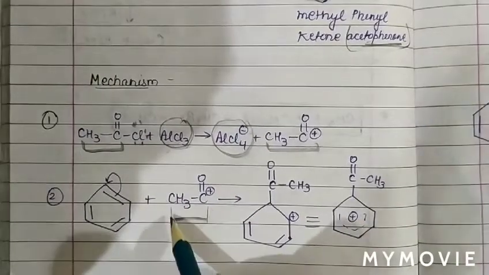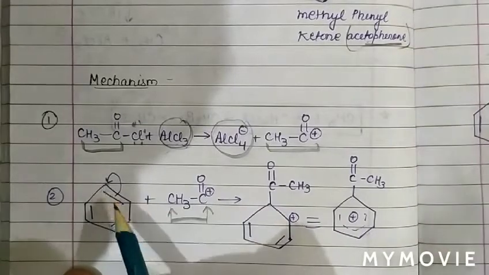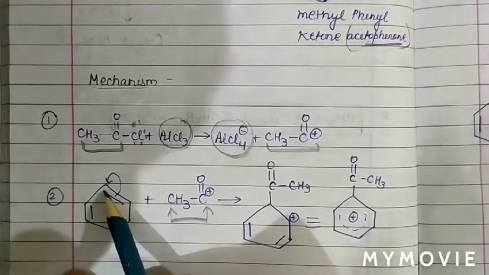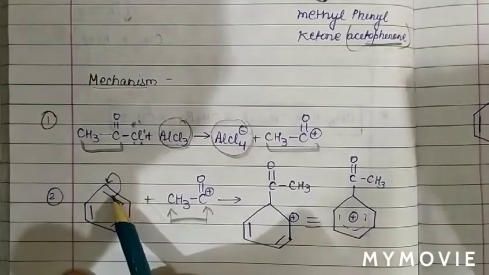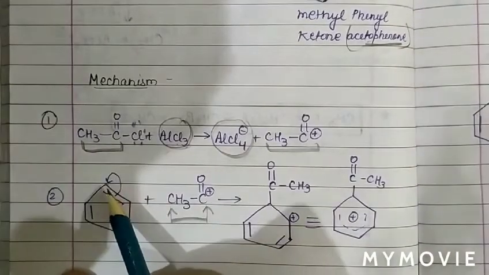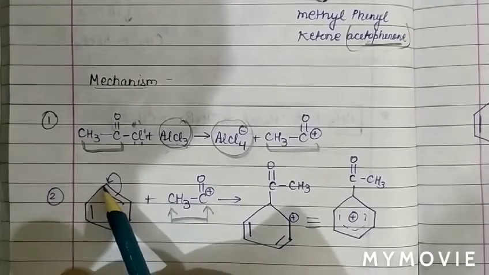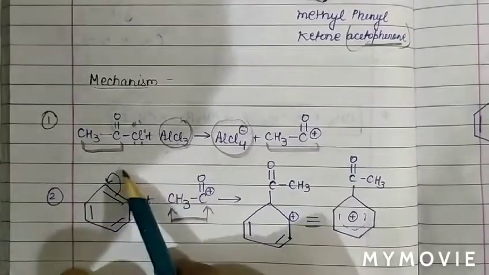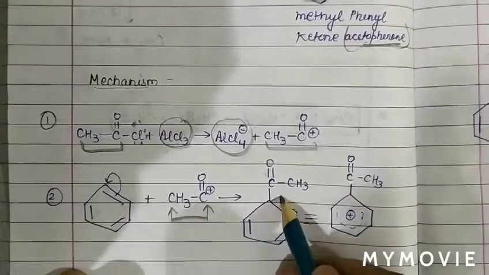Now this electrophile will attack on this carbon atom, because this pi bond breaks, and after the break of this pi bond the electron pair shifts onto this carbon atom. So this carbon atom has negative charge and this carbon atom has positive charge. On this carbon atom with negative charge, this electrophile will attack. Now this carbon atom has positive charge. So this is the first step.